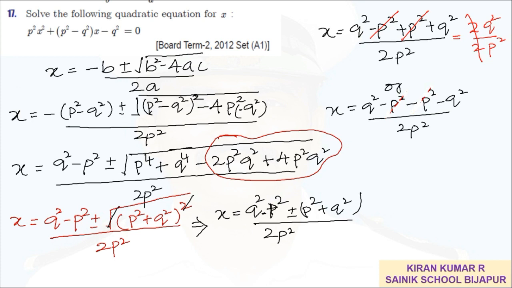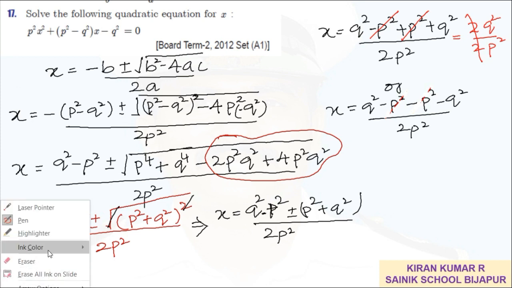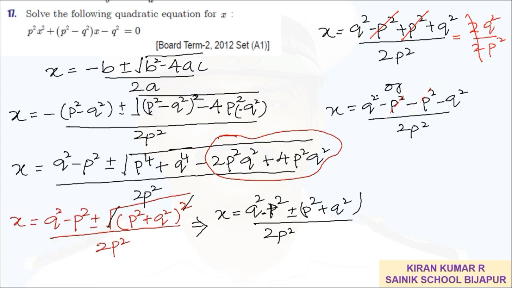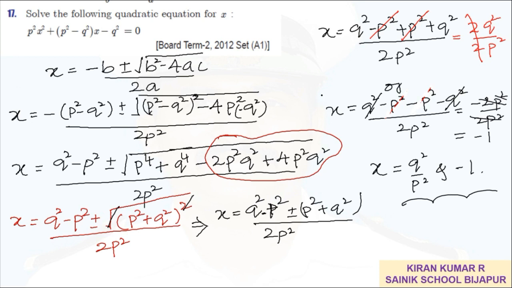So p square will not be cancelled. Instead, q square will get cancelled. We will be getting minus 2p square by 2p square. Now these two will become minus 1. Therefore, the values of x are q square by p square and minus 1. These are the roots.